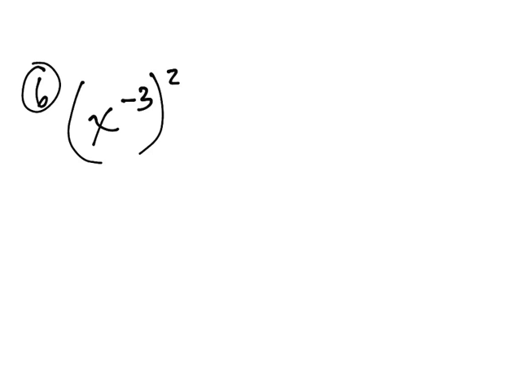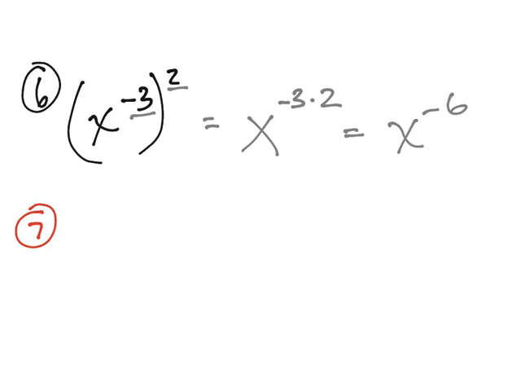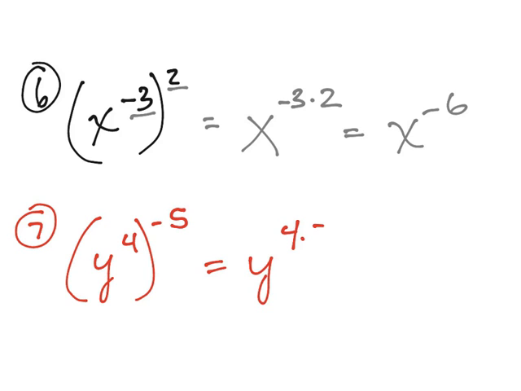And if we go power to a power, the last one, so if we call this x to the negative third squared. Well, remember, power to a power, we multiply. So this is saying x to the negative third times 2, which is x to the negative sixth. It works the same if we would have y to the fourth raised to the negative fifth. We are still power to the power, so we multiply.